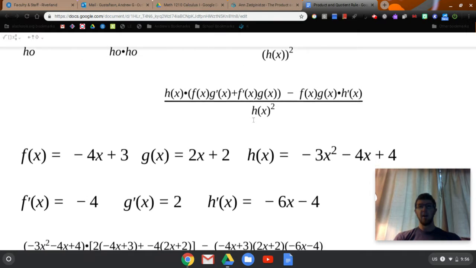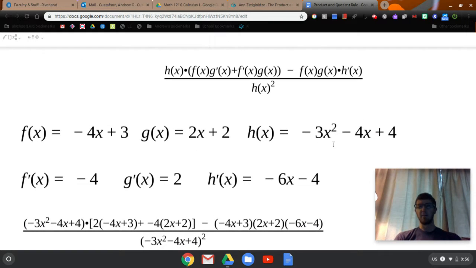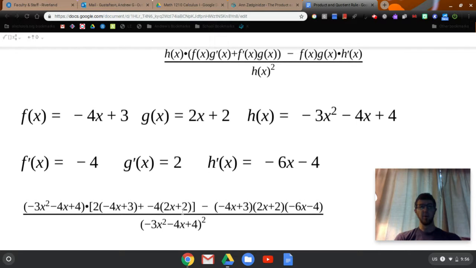And then again, I've used the same three functions just for simplicity, as simple as I can make it anyways. And I've taken the derivative of each of them already. So I've got my 6 pieces listed here. I need to fill in the blanks. And that's what I've got right down here. I've got the h of x, the denominator, right there. Derivative of the second times the first, plus derivative of the first times the second, minus, and all that.